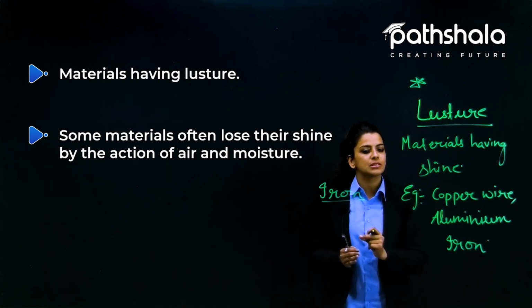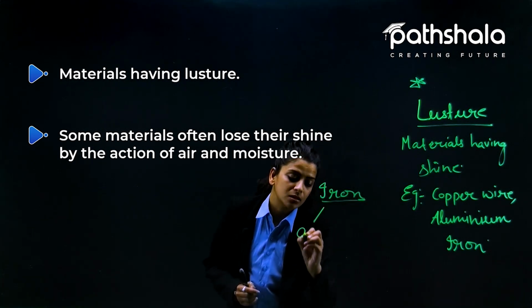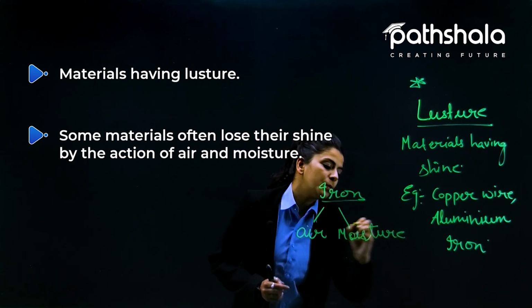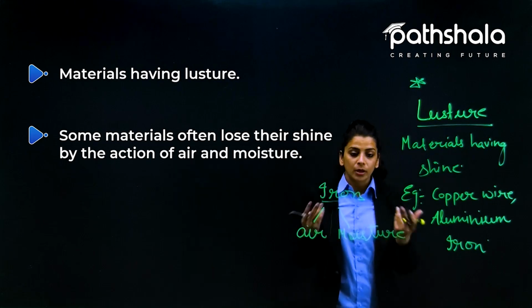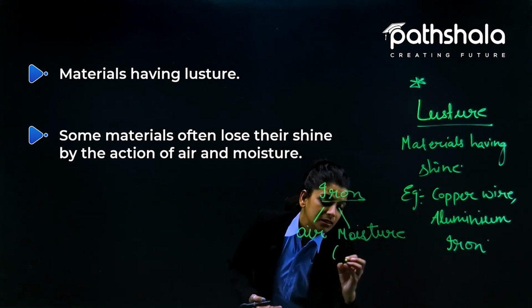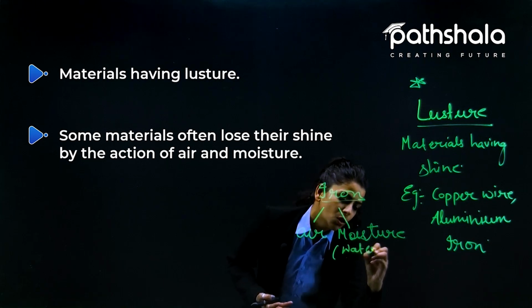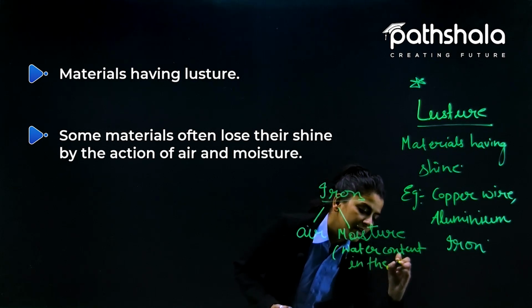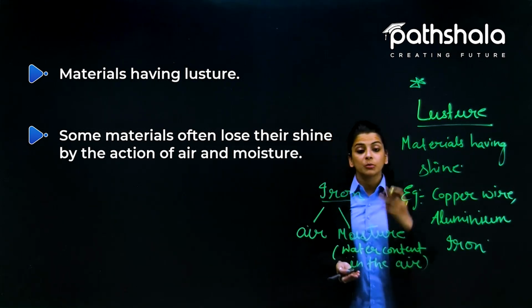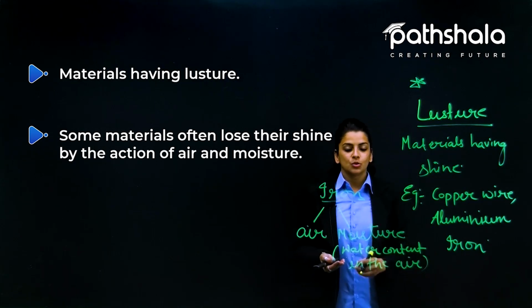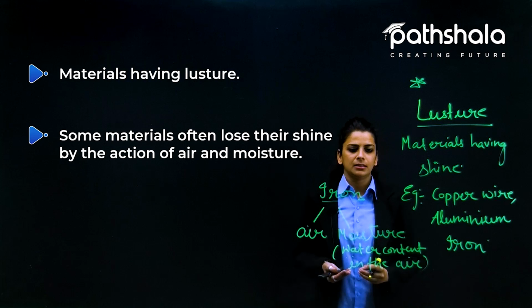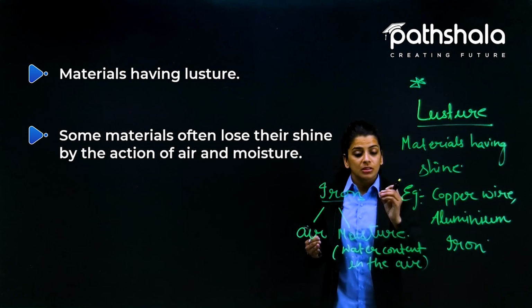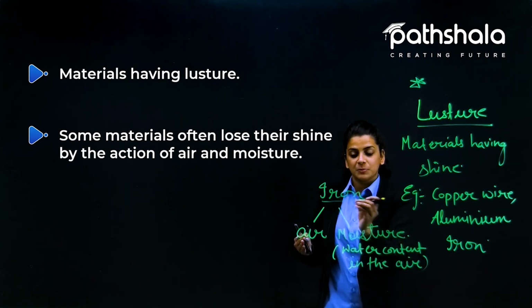The iron starts to lose its shine. It is because of the air and moisture present in the atmosphere. Air हम सभी को पता है, air सांस लेते हैं हम, but what is moisture? That is the water content in the air. एक होती है dry air, right? जो गर्मियों में चलती है, जिसको हम लू भी बोलते हैं. So that dry air does not have water content in it. But the moisture is the amount of water content that is present in the air.